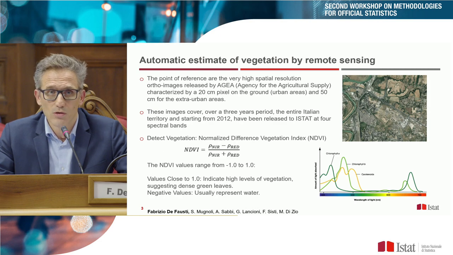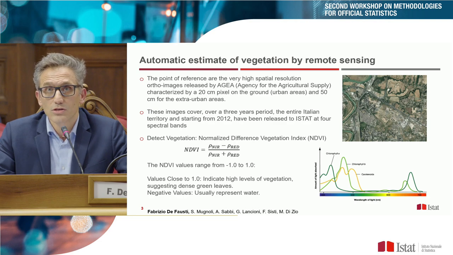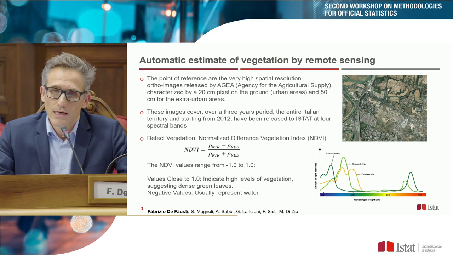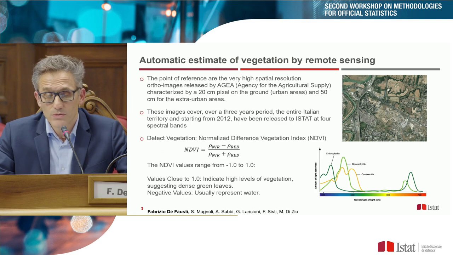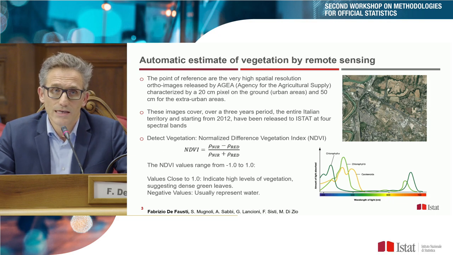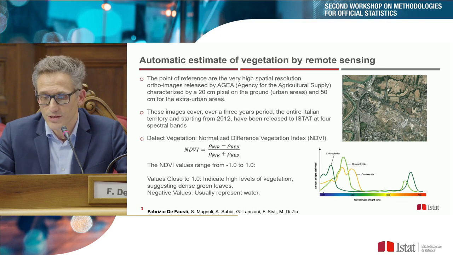We use these bands and combine these bands, in particular the near infrared and the red band, to produce a normalized difference vegetation index. This index uses the different response of the chlorophyll to the electromagnetic radiation. We use this difference to build this index. The values of this index range from minus one to one. Values close to one indicate the presence of vegetation, and negative values indicate, for example, the presence of water.